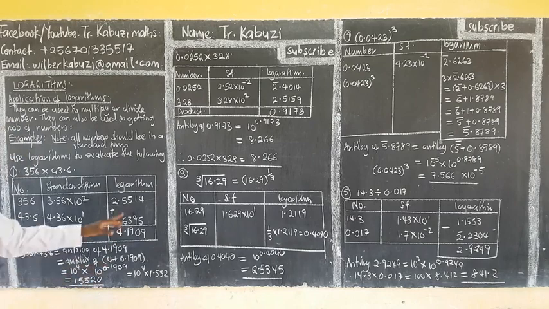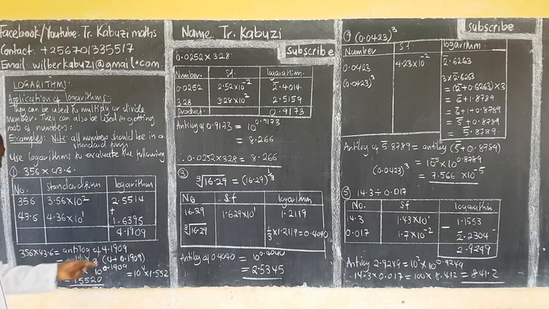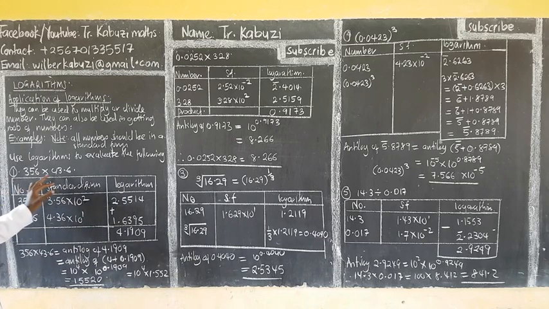Now from here, we add this and this. Why? Because when we are multiplying, we add. When we are dividing, we subtract. So because we are multiplying, we shall add. We add this, we get this. Then after getting this value, you get its antilog. So the antilog will be equal to the value when we multiply this and this.